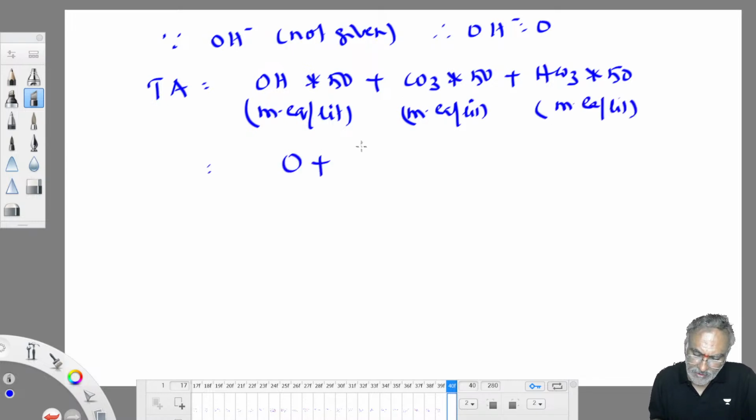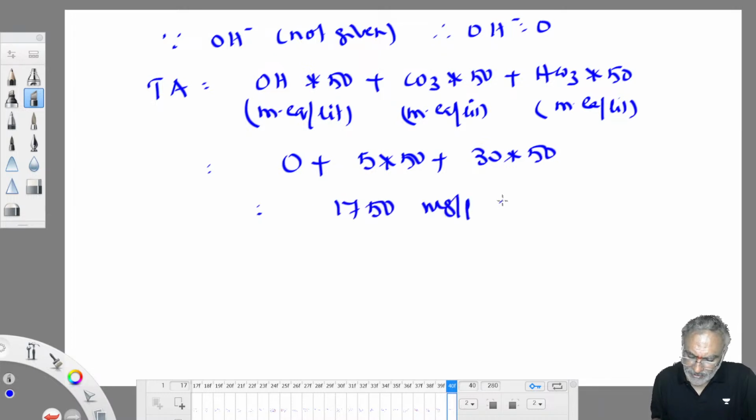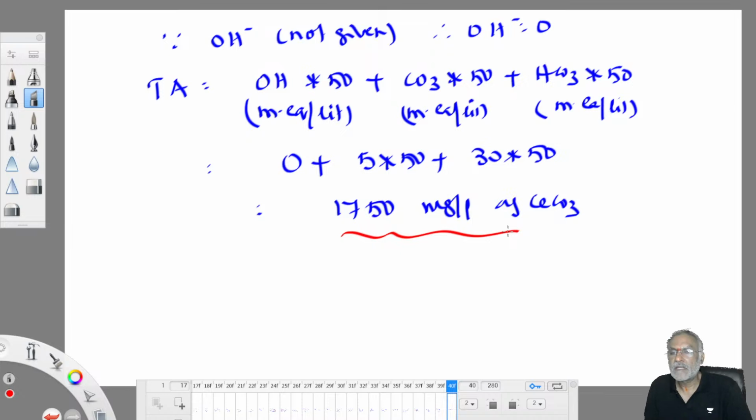So 0 plus, carbonates are given as 5 into 50, and bicarbonates are given as 30 into 50. So it is 1750 milligram per liter as CaCO3. That is the alkalinity in water, total alkalinity in water. So this is how we work out the questions. Questions related to alkalinity we work out like this.